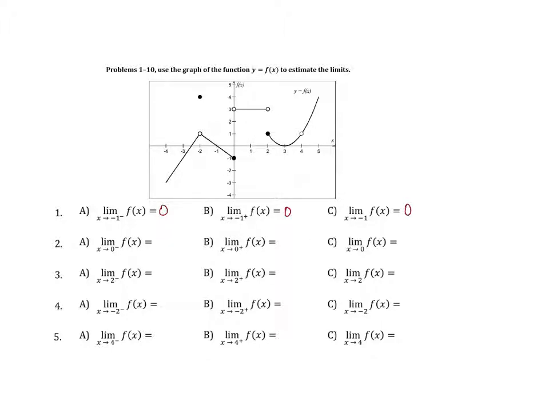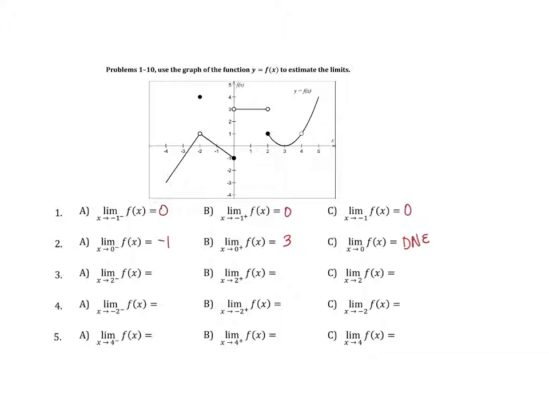For number 2a, the limit as x approaches 0 from the left looks like that's going to be negative 1. 0 from the right looks like that's going to be 3. And so notice the limit from the left does not equal the limit from the right, so this does not exist.